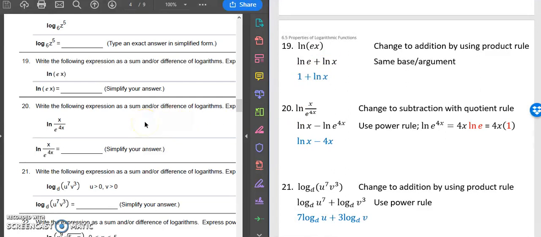Number 20, we have ln of x over e to the 4x. So now, first we want to use the quotient rule. We'll change this to subtraction. So we'll have ln of x minus ln of e raised to the 4x. Remember that we can use that power rule. We'll bring the 4x down. We'll have 4x times ln e, which reduces to 1. So we're simply left with 4x. So we have, for our final answer, ln x minus 4x.